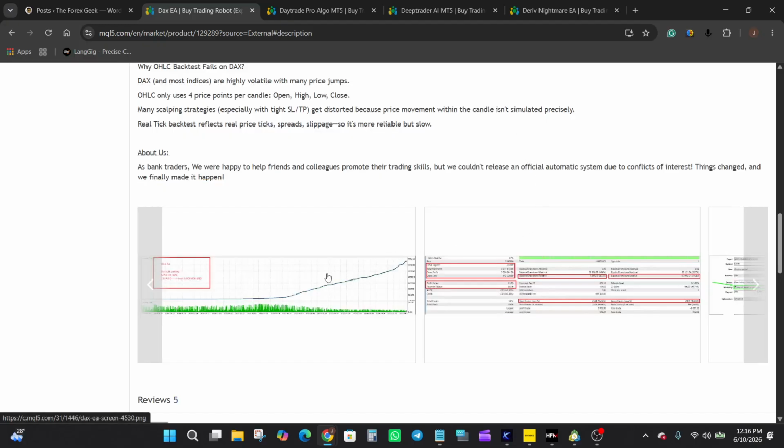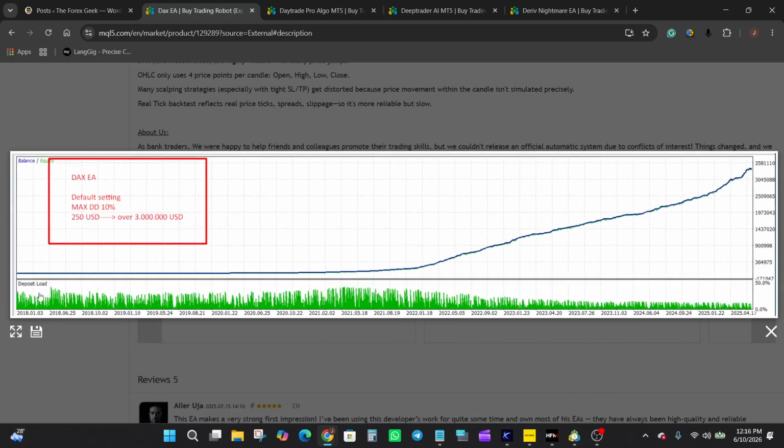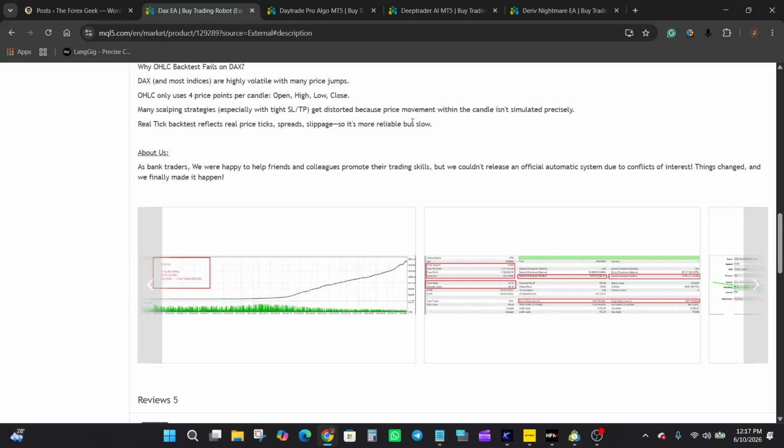All right, so let's see. This is showing us 2018 to 2025. So that's over 8 years of backtesting, right? 3rd January 2018 to 17th April 2025, based on what I can see here. All right, so that yielded over $3 million in profit.